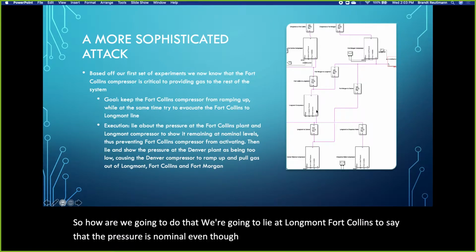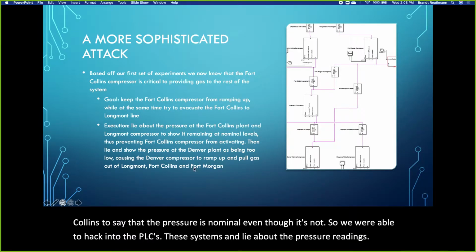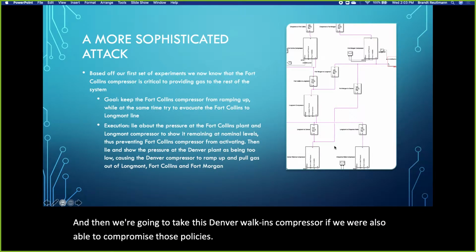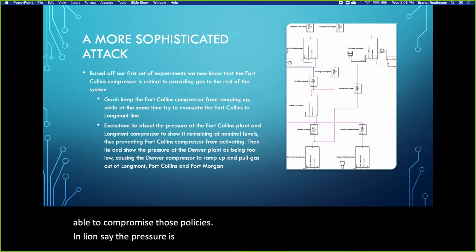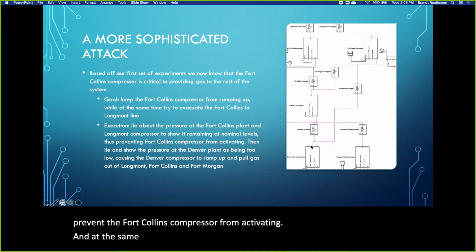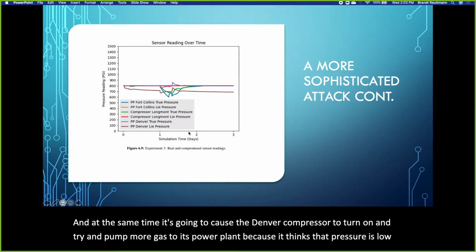So if we were able to hack into the PLCs in both these systems and lie about the pressure readings, and then if we were also able to compromise the PLCs at this Denver Watkins compressor and say the pressure is too low, what's going to happen is that this is going to prevent the Fort Collins compressor from activating, and at the same time, it's going to cause the Denver compressor to turn on and try to pump more gas to its power plant because it thinks that pressure is low there. So this is what these attacks look like.